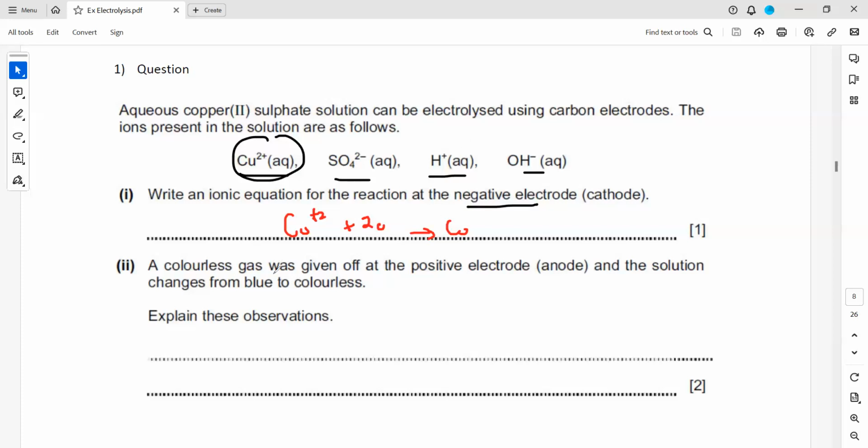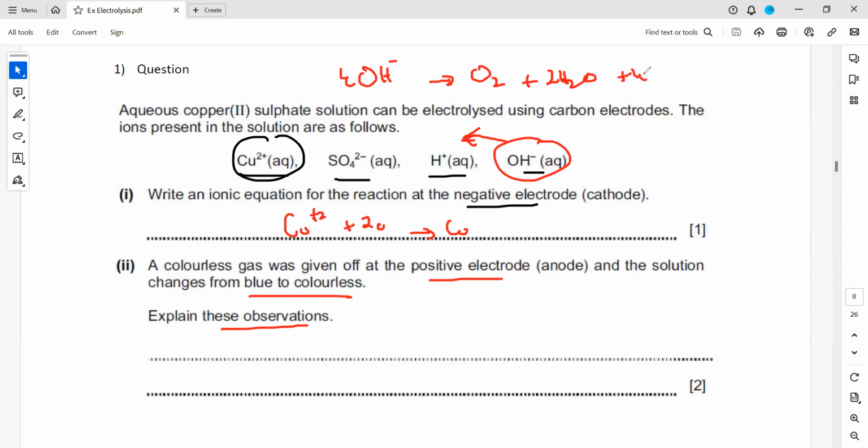For the negative ion, we check the amount, because sulfate, carbonate, and nitrate, even though they are more or less, they will not move. So there will be a hydroxide ion. And whenever hydroxide ions are there, it will give oxygen. So a colorless gas was given off at the positive electrode and the solution changes from blue to colorless. Explain these observations. What is the colorless gas? The colorless gas is due to oxygen. When 4 hydroxide ions are there, they form oxygen and give off 2 water molecules plus 4 electrons.